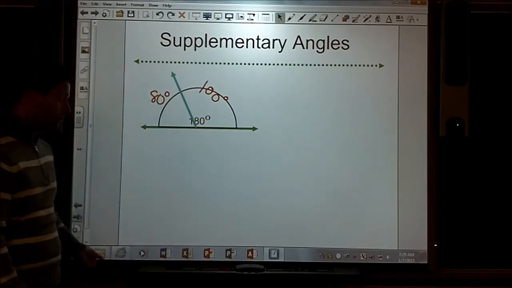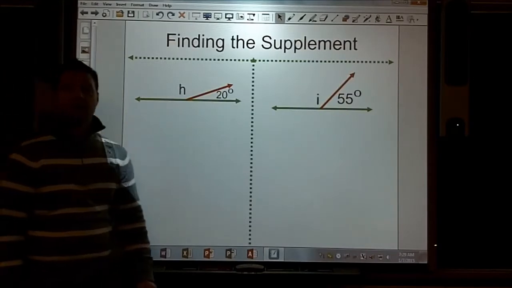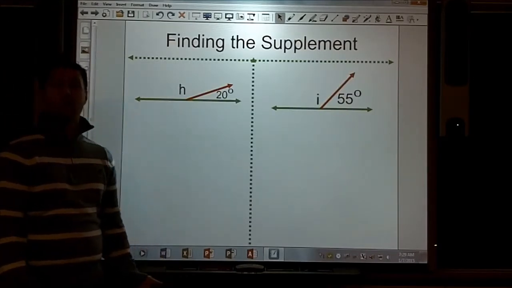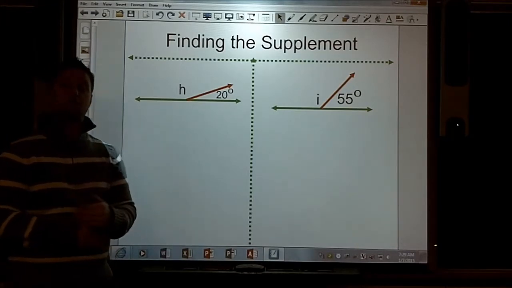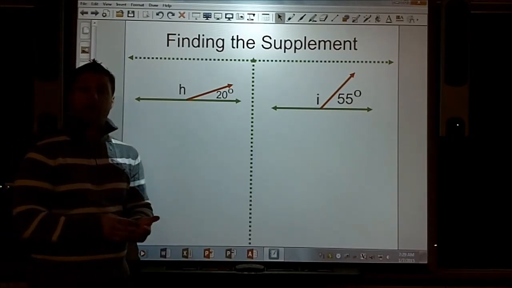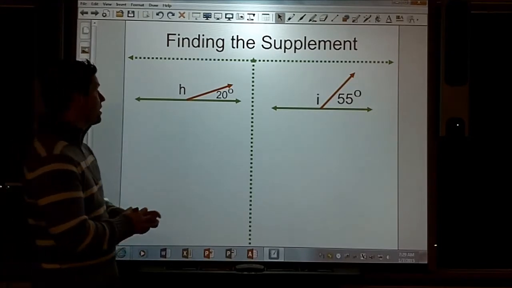Complementary had the complement. Supplementary has the supplement. So we're going to find the supplement. What does it take for that angle to then reach 180 degrees? What's its other pair that would have it total 180 degrees?